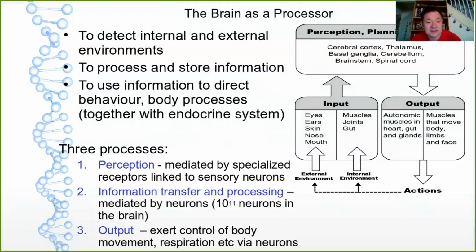So there are three processes: perception, which is mediated by specialized receptors linked to sensory neurons; information transfer and processing, mediated by billions of neurons within our brain; and output, exerting control of body movement. This is controlled by motor neurons in the brain.